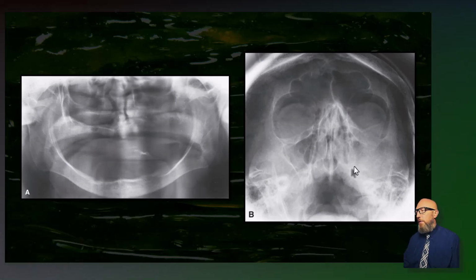In this Waters view, you first may notice just the opacified sinus. Is it just sinusitis? But look for the sinus borders, which on the right side are completely intact, uniform, corticated. On the left side, they're destroyed. So indication of a destructive lesion.